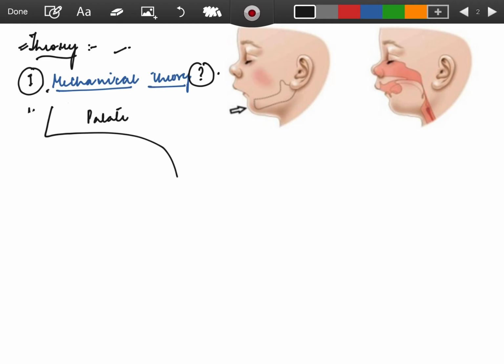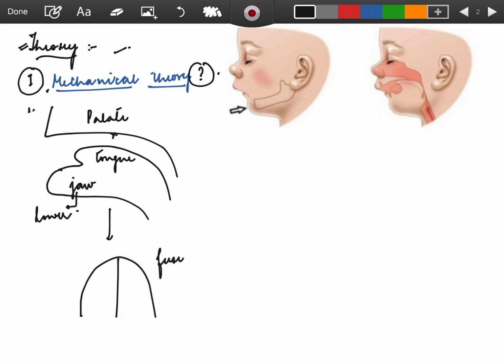So this is the normal case. In this normal case, this is the palate, the tongue, and this is the jaw. So the tongue will not obstruct the fusion of the palatine shelves. So there is a normal formation of the palate.